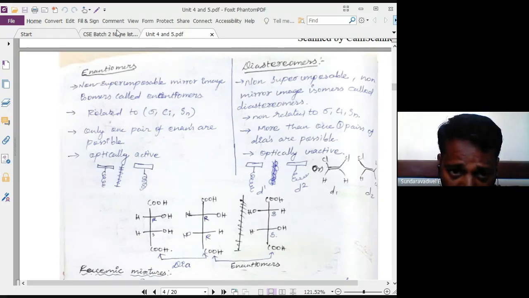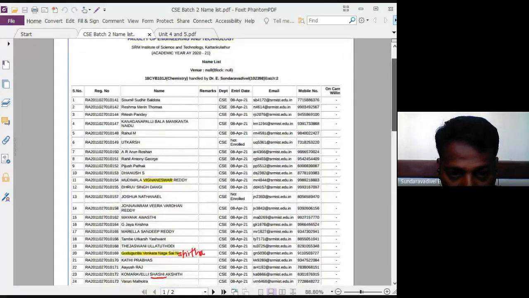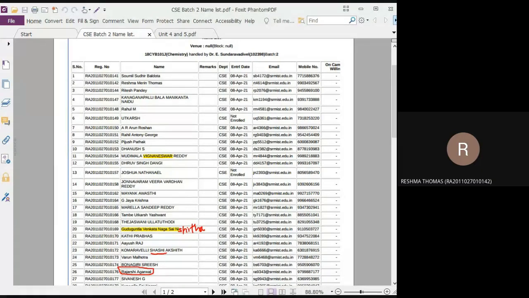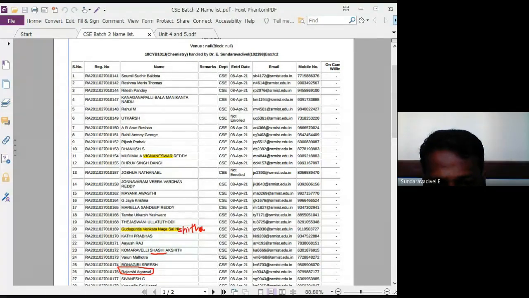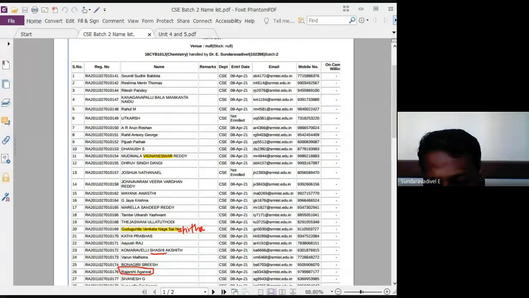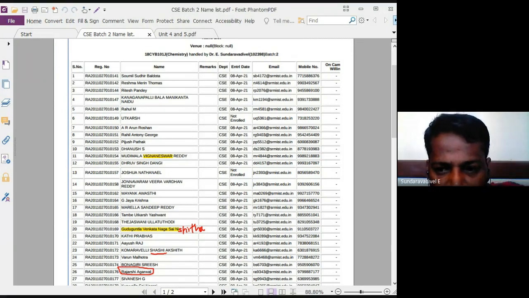First, we have to complete our attendance. Samil, present, sir. Samil, are you here? Reshma, present, sir. Ritesh, 144. Bala Maniginda, Ritesh, present, sir. 147 present. Rahul, 148, are you here?